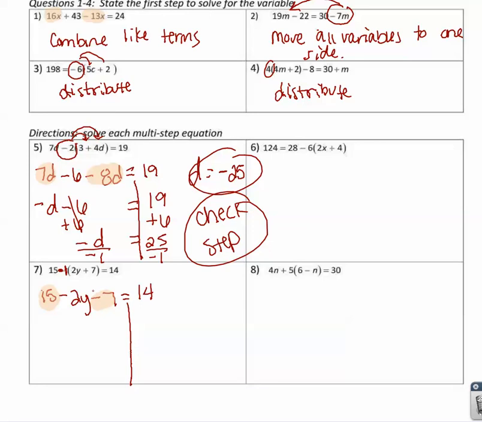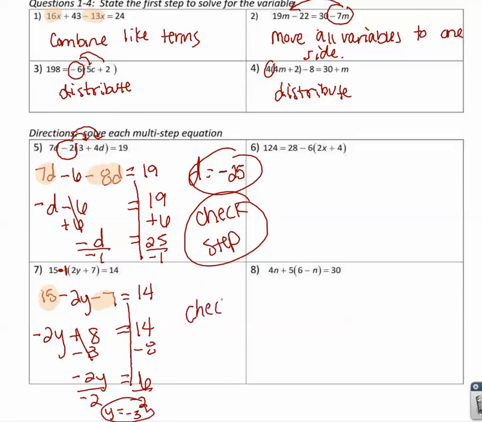There is 15 minus 7 which is negative 2y plus 8 equals 14. Move your constants to one side. So I'm going to subtract 8 on both sides to get negative 2y equals 6. Now you're going to divide each side by a negative 2. So your final answer will be y equals negative 3.